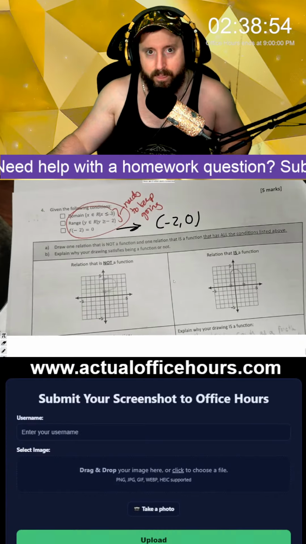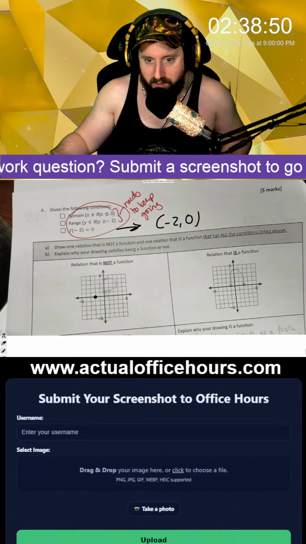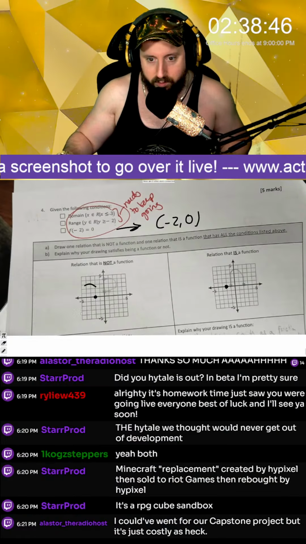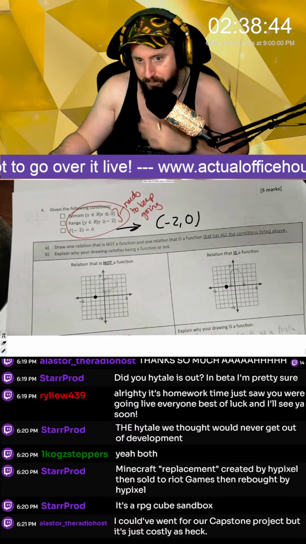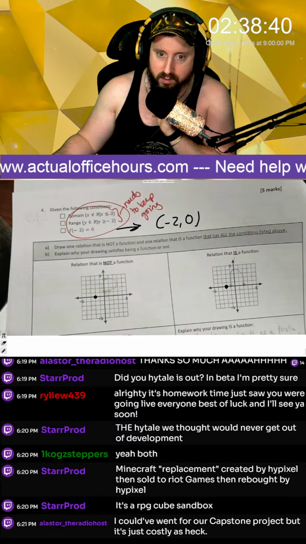That's cool. All right, so (-2, 0) is just... Let's just make those two points. I think that's kind of the first thing that's helpful, right? You see how we did that? We made a point (-2, 0). Draw one relation that is not a function and one that is.